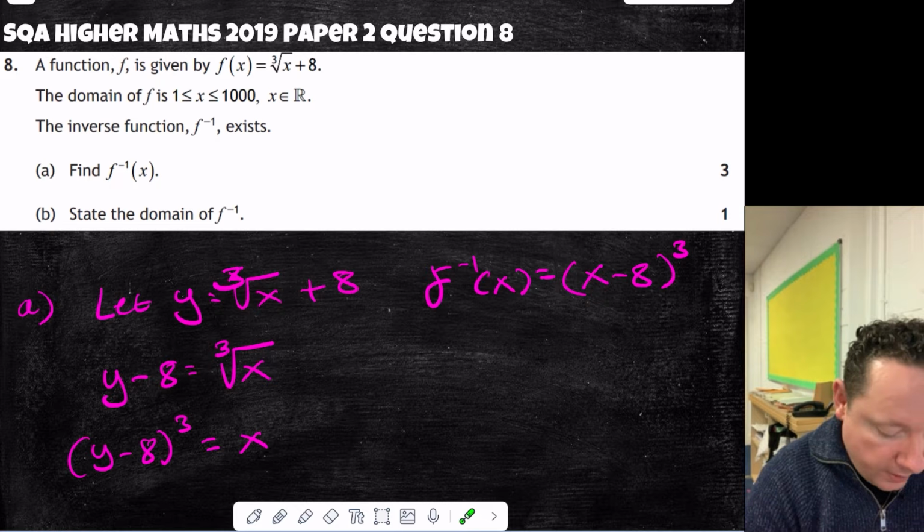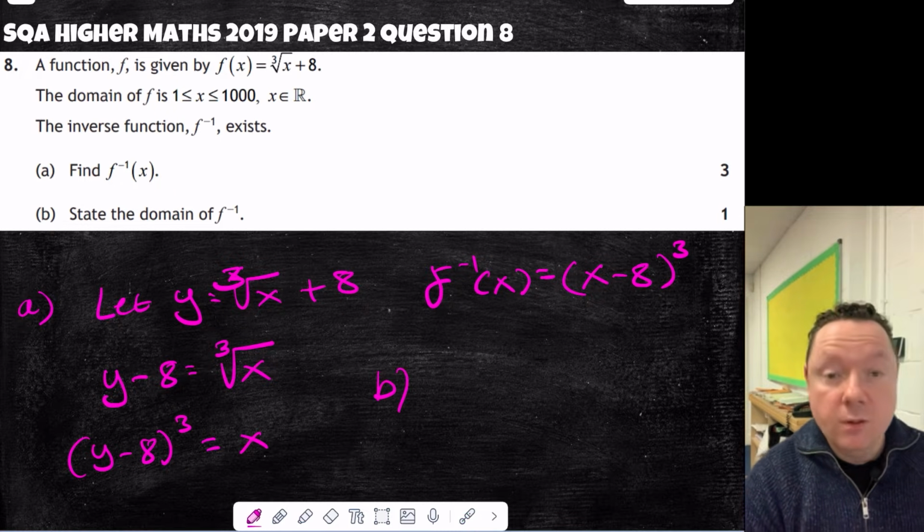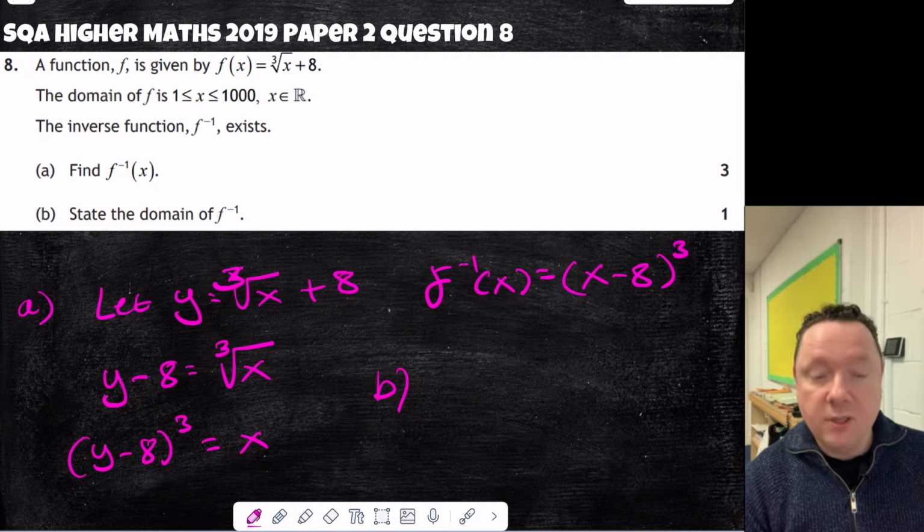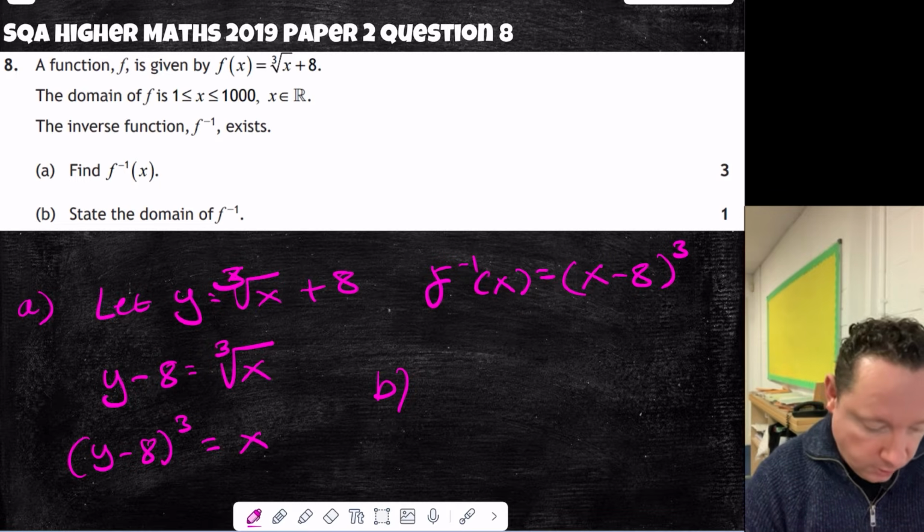Part B, state the domain of the inverse function. The domain of the inverse function is the same as the range of the original function, okay?